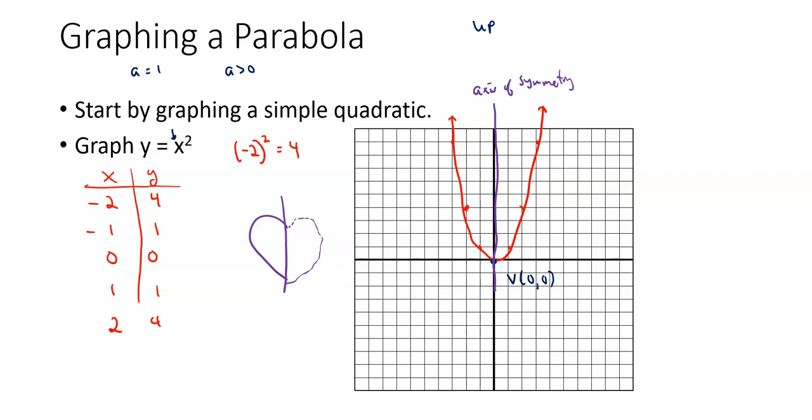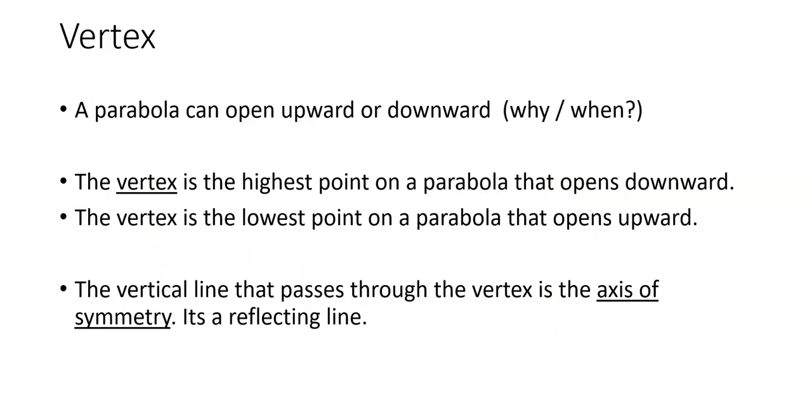If I had the ability to fold my screen, I could graph half of it, open it up, and the other half would be a mirror image across that axis of symmetry. Bet you they didn't make folding parabolas like that in the second grade. Missed opportunity. Parabolas can open upward or downward. They open upward when that number before the x squared is positive. They open downward when it's negative.